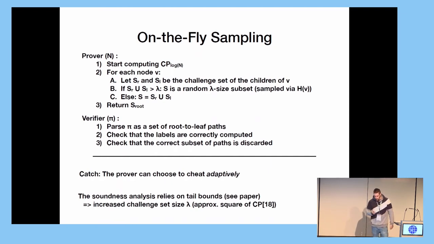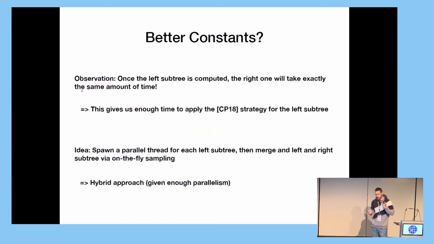CP18. So our next idea is based on an extremely simple observation. Take any balanced Merkle tree, right? Once the left subtree is computed, it will take exactly the same amount of time to compute the right subtree. So that means that for this left subtree, we actually have enough time to run the CP18 strategy and recompute even the left subtree. We just spawn a parallel processor, and as long as we have enough parallelism, this doesn't really affect the running time, because the moment I need those paths, I will be done with the computation. So the idea is very simple. Use essentially a hybrid approach between what I just described and the idea of CP18.